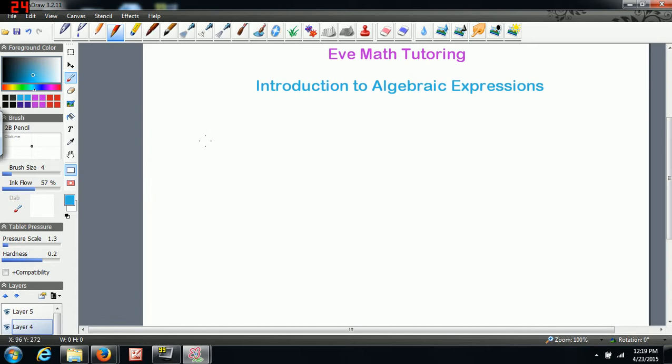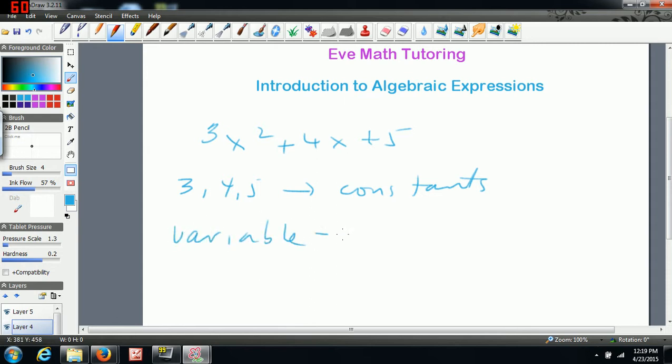So if you have the following expression, 3x squared plus 4x plus 5, then in this expression, 3, 4, and 5 are all constants. And the variable in this expression is just x, not x squared, just x. Okay, so that's the variable.